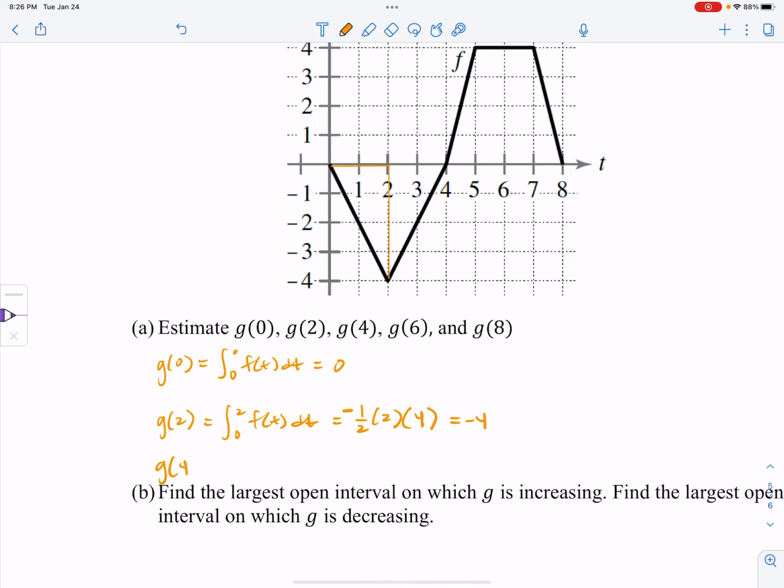And then g of 4, okay, so 0 to 4, still negative area. Our base is now 4, the height is still 4. So -8. And it looked like those triangles were the same.